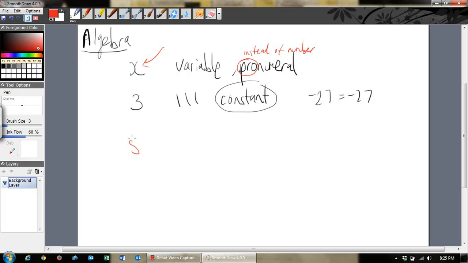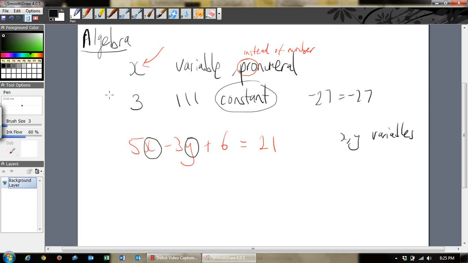So just an example of something. Let's have 5x minus 3y plus 6 equals 21, and let's name what these things are. Here we've got x and y. These are our variables. Any letters like that are variables. That's the first thing in here.